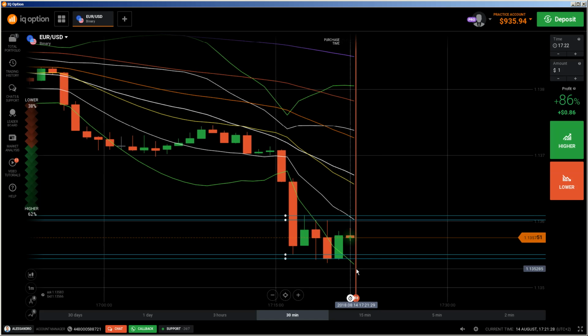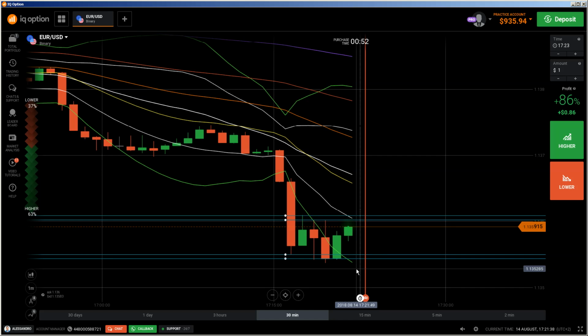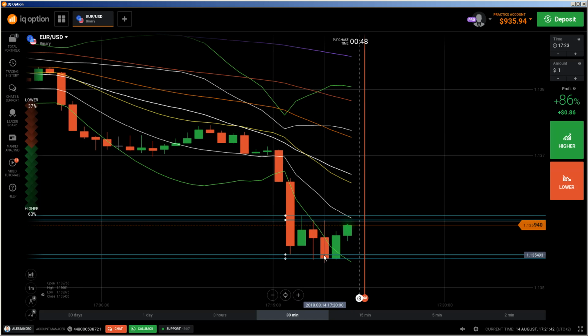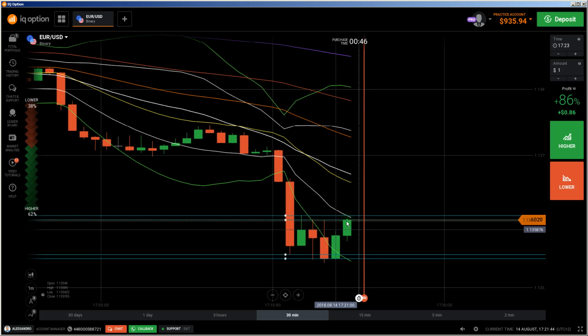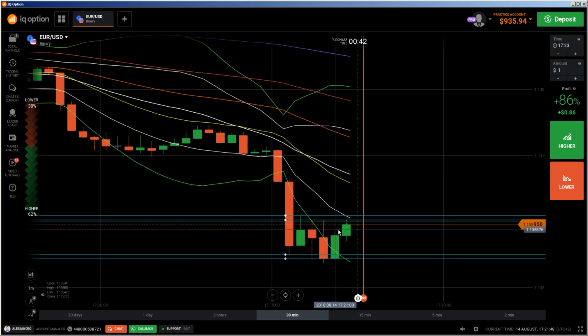Because at the end, we are here in no man's land, and that is why I wait. I would prefer to do a put. That means if price is going to... okay, this is an engulfing candle, a bullish engulfing candle. That could be the start of an uptrend. So I will probably not do a call here.